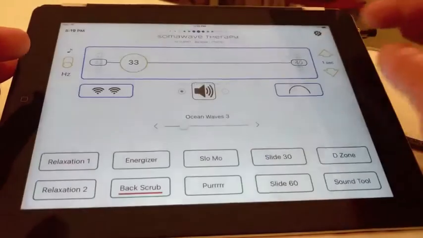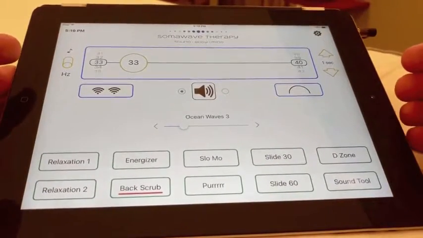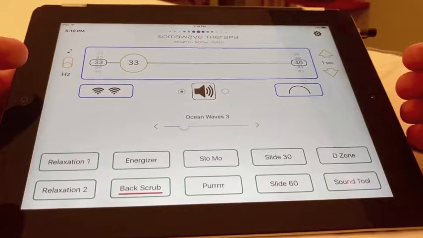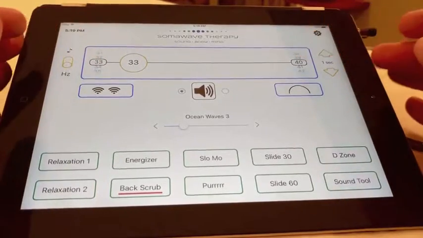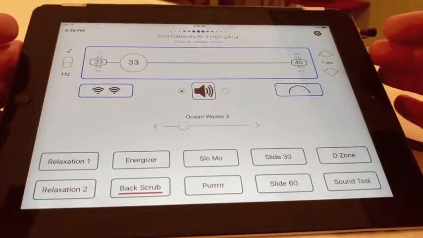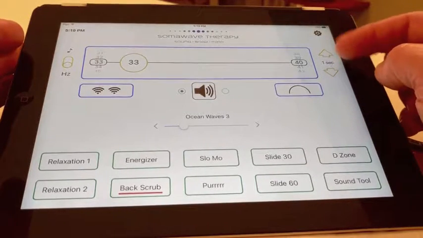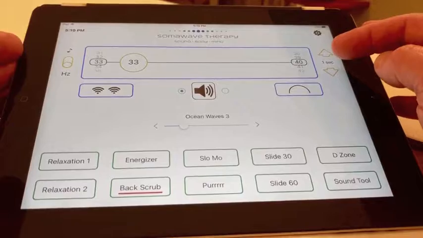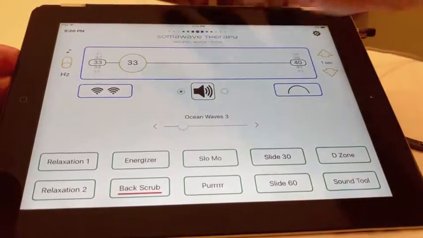Let's try another variation. This is playing with these variables to come up with a really different experience. Back scrub, it's kind of a fun one. Notice the frequency, 33 to 40. A little bit wider. And the big one here, notice 1 second cycle, so it's a half a second up and a half a second down.